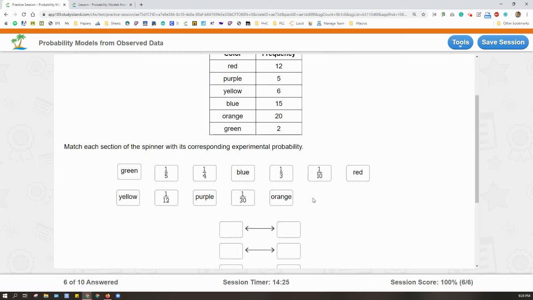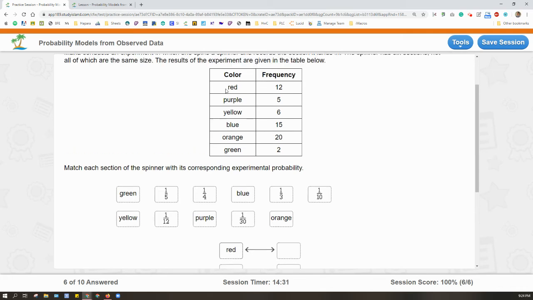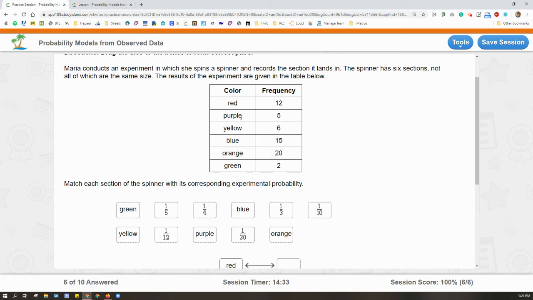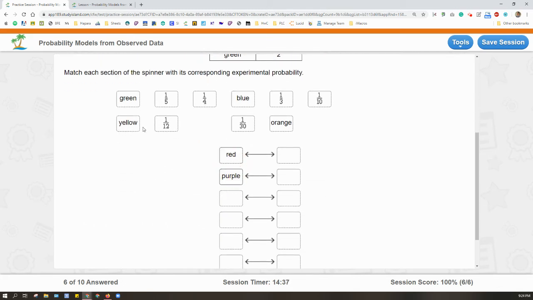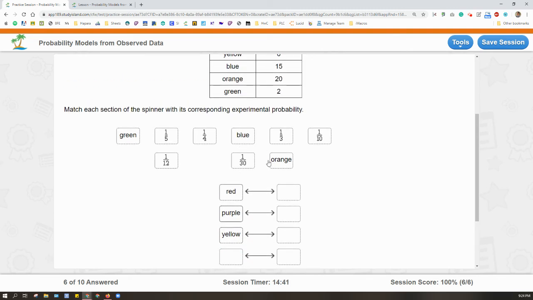So actually, I'll put green last. I'll put red first because that's the first on the table. The order doesn't matter. You can put these in any order. I'm just going to match them up with our chart here for simplicity's sake. Red, purple, yellow, blue, orange, green.